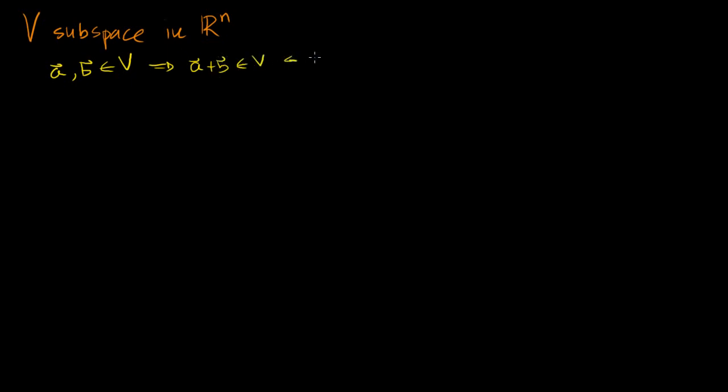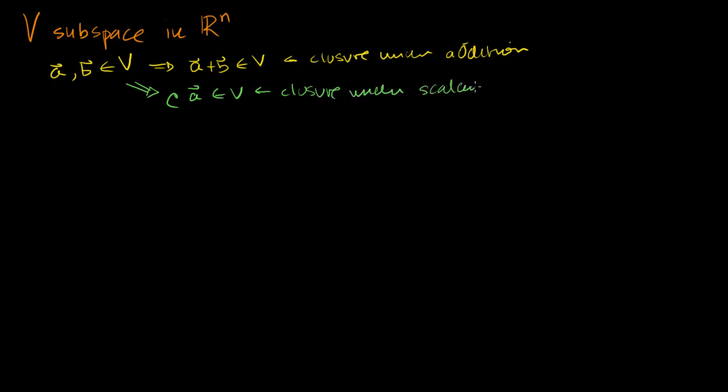And this is our closure under addition. And by the fact that it's a subspace, we also know that if we multiply any member of our subspace by a scalar, let's say I pick one of them, A, and I multiply A by some scalar, this is also going to be a member of our subspace. And we sometimes call this closure under scalar multiplication.